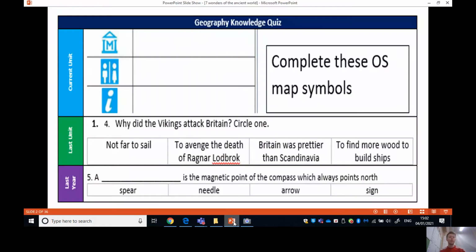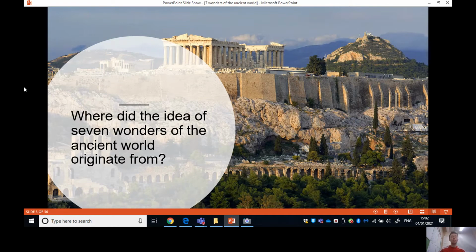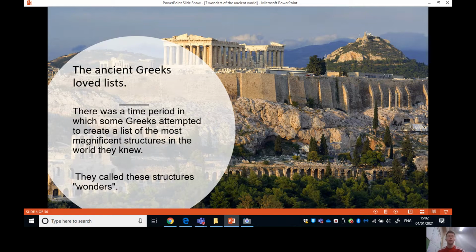Okay, fantastic. So we'll make a start. You're probably wondering where the idea of the 7 wonders of the ancient world came from, or originated from, which means to come from something. So in year 4, you learned about the Greeks, and I know from teaching Limerick class that they love the Greeks and have so much knowledge about them, so you'll be very familiar with the Greeks. And they, of course, loved lists. So there was a time when the Greeks attempted to make a list of the most magnificent or beautiful or imposing structures in the world that they knew of.